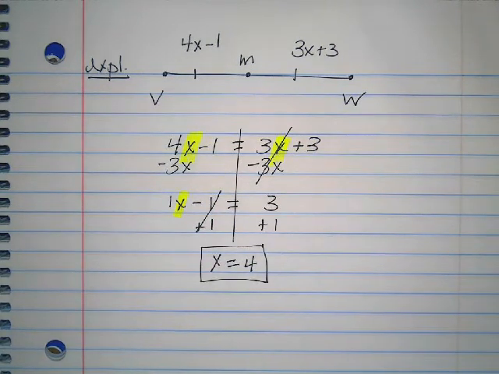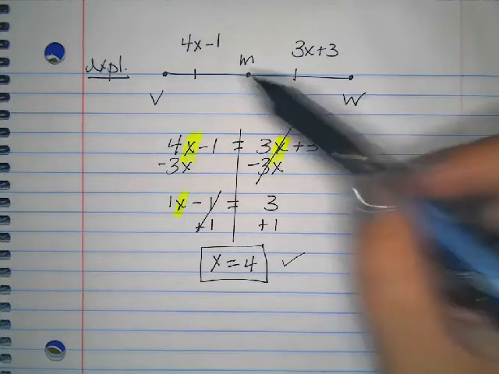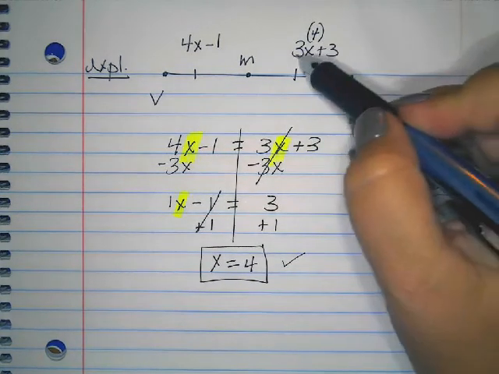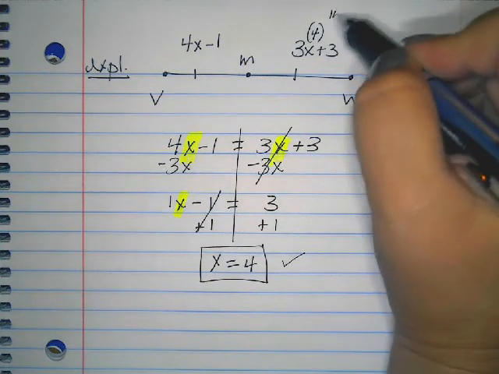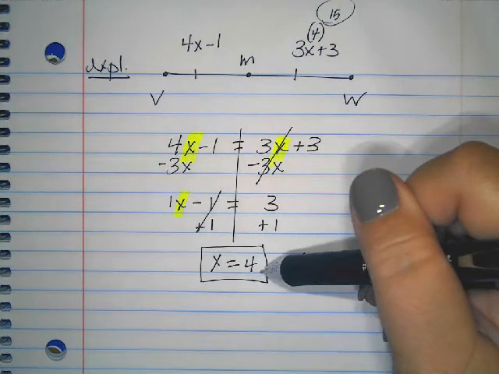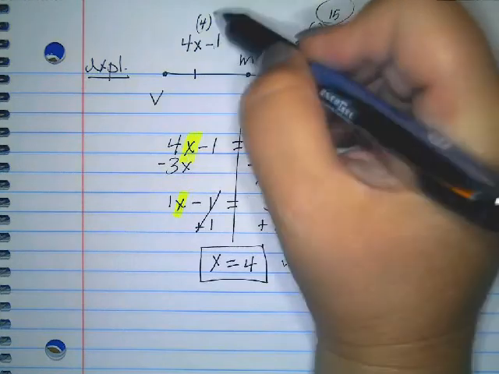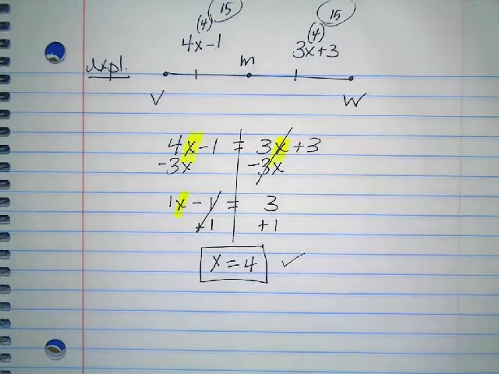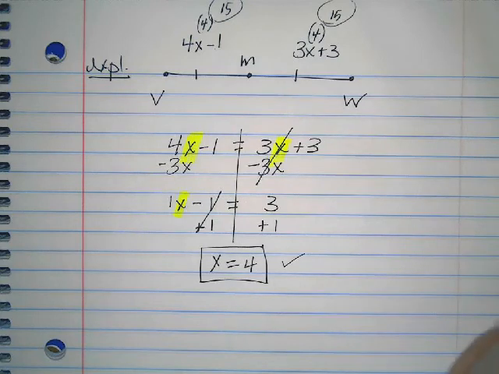Now it depends on what they ask. If they just want x, I'm done. I've got 4. If though they want what these segments are, I can go back and put 4 in. So for instance, 3 times 4 plus 3. 3 times 4 is 12, plus 3 is 15. Let's double check the other side. If I put 4 in here, 4 times 4 is 16, minus 1 is 15. I can see that they are equal, they're the same. Maybe they ask, what's VW? Then I would have to know what these are together, and I'd have to add them together. So we just really have to pay attention to what they're asking for.